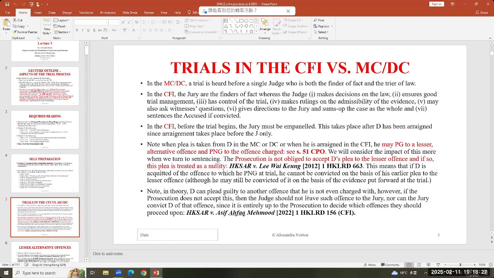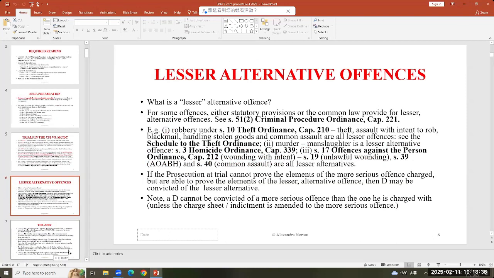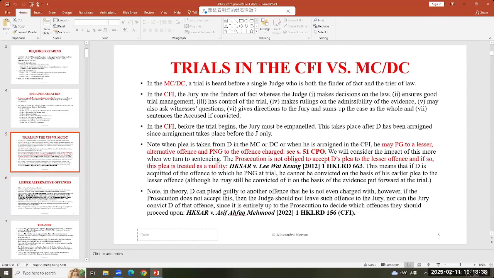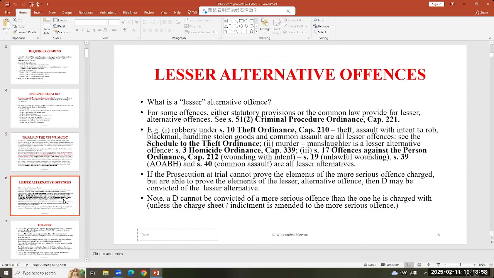Crim. And the defendant can offer to plead guilty to offenses that he's not even charged with, but it's up to the prosecution to consider whether to accept or reject, again, that guilty plea. And if they reject it, then the trial continues on what the defendant's actually charged with. And the judge shouldn't leave that alternative charge that the defendant is not even charged with, and it's not a lesser alternative, to the jury. So that's the Asif Afak Mohammed case.